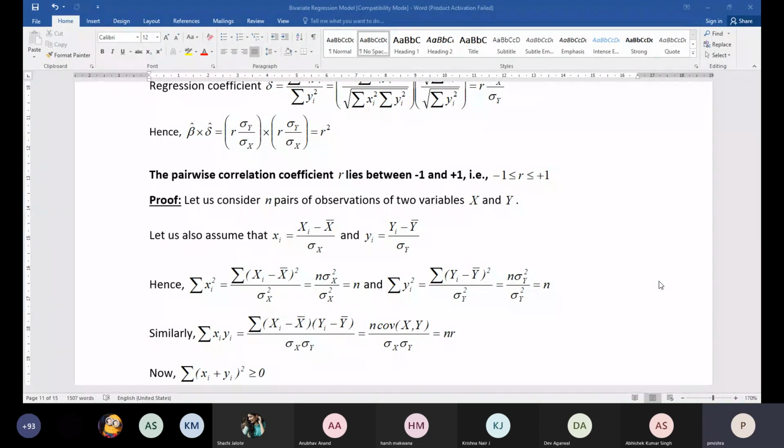Have you done this? Hello? Have you done this proof that the pairwise correlation coefficient lies in between -1 and +1?